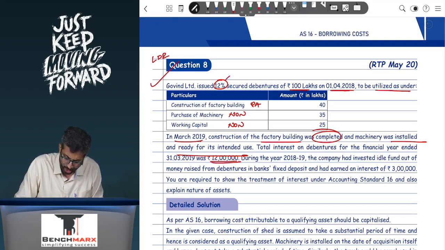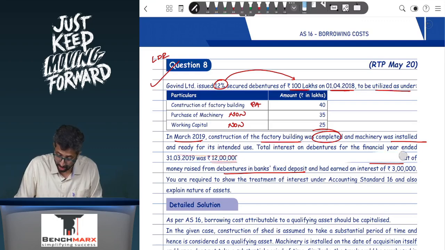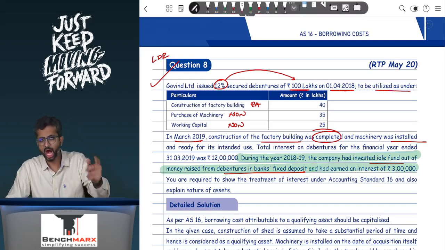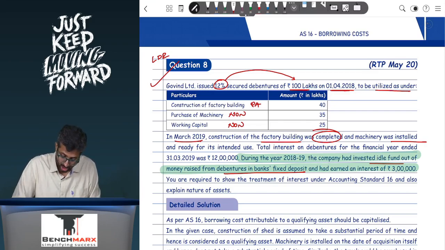Achha, even if it was not given, 12% of 100 lakhs comes to 12 lakhs. During the year 18-19, the company had invested idle funds out of the money raised from the debentures in bank deposits and earned an interest of 3 lakhs. This was not there in the earlier problems. So over here you can probably highlight this. We had invested surplus funds and earned an income of 3 lakhs. So you have paid 12. However, income on temporary investment is 3 and hence the net borrowing cost to be capitalized will be, for example, 9. You are required to show the treatment as per AS 19.